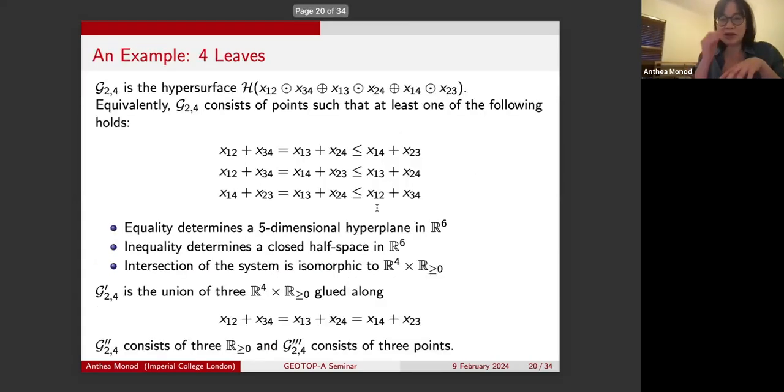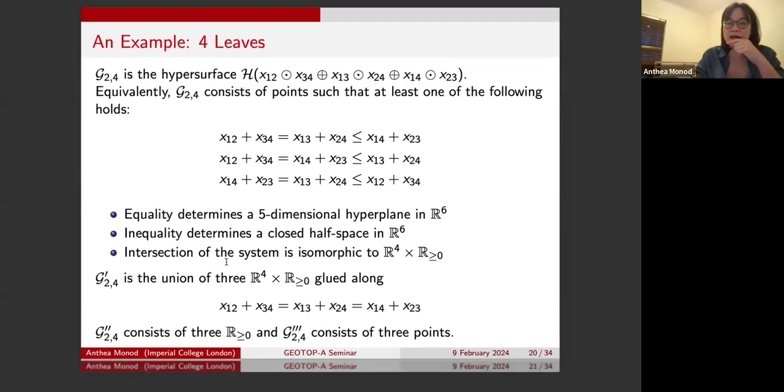So maybe I'll show you an example, which might be easier to look at. If you look at G24, it's given by this hypersurface here. Another way to look at it is that it consists of points such that at least one of the following systems of equations holds. For each system here, equality determines a 5-dimensional hyperplane in R6.